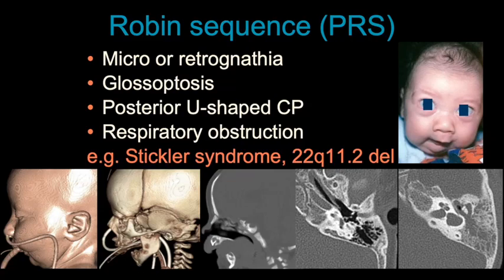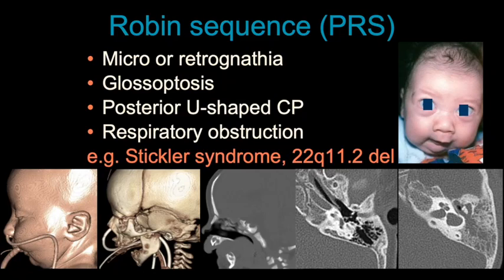Now, when you hear terminology such as Robin sequence or Pierre Robin sequence, this is not a syndrome. This is a descriptive terminology for a group of patients who have micrognathia, which causes the tongue to be displaced upwards and backwards, and this prevents normal apposition of the palatal shelves, resulting in a U-shaped cleft of the secondary palate, and this in turn causes respiratory obstruction and postnatal feeding difficulty.